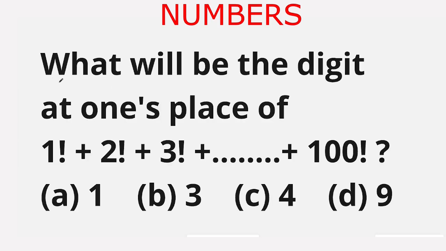Our question is, what will be the digit at one's place of 1 factorial plus 2 factorial plus 3 factorial plus up to 100 factorial? The given options are option A 1, option B 3, option C 4, option D 9.